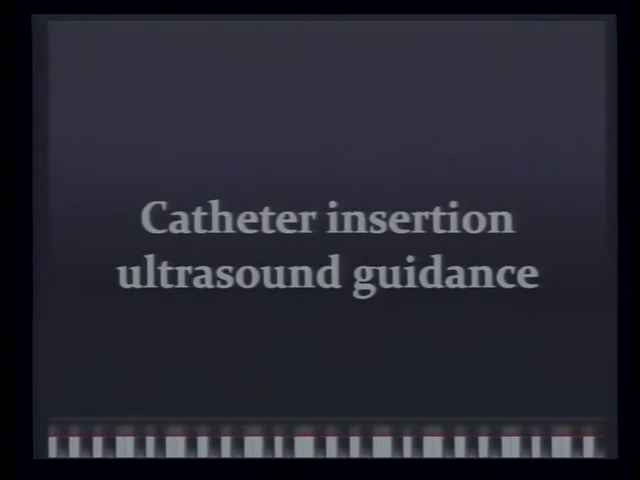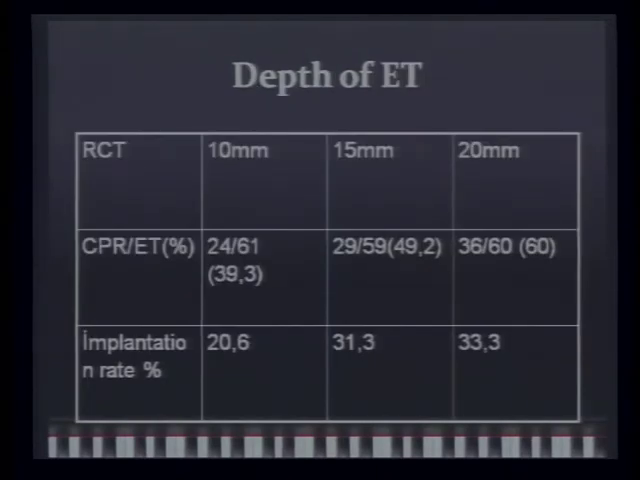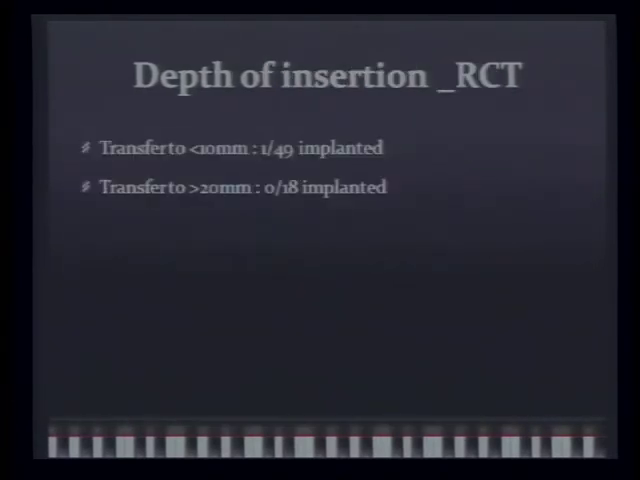What about the catheter insertion with ultrasound guidance? It has been discussed a lot. So as we know, ultrasound guidance positively affects the embryo transfer rates. Bladder filling, bladder placement of embryos, those are the studies that were discussed previously. But as a summary, in the RCT, randomized controlled trials, with 10 millimeter depth of ET, 15 millimeters, 20 millimeters, as you know, 20 millimeters, 33% increased chance of getting pregnant.